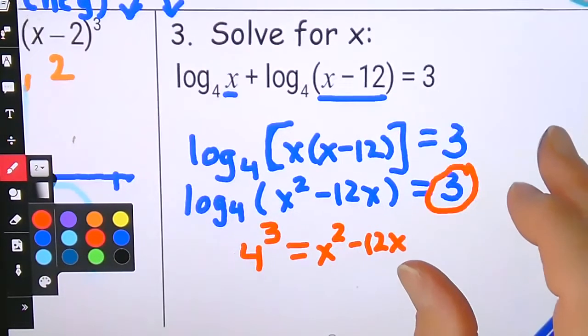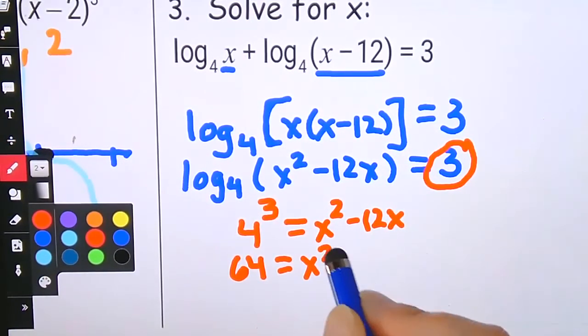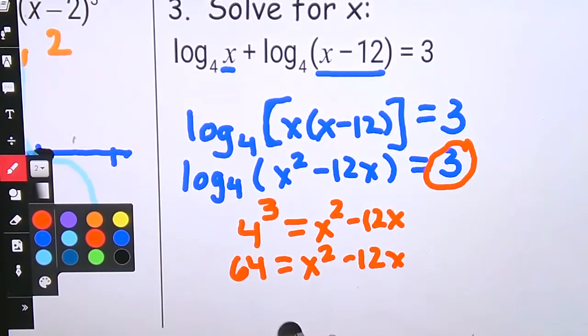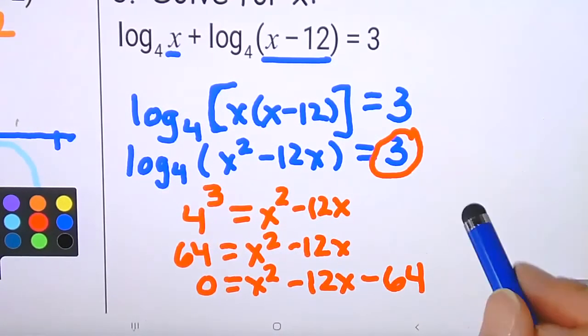Now 4 to the third is 64. So this is going to be 64 is equal to x squared minus 12x. I'm going to subtract that. So I get x squared minus 12x minus 64. I want to see if this is factorable.